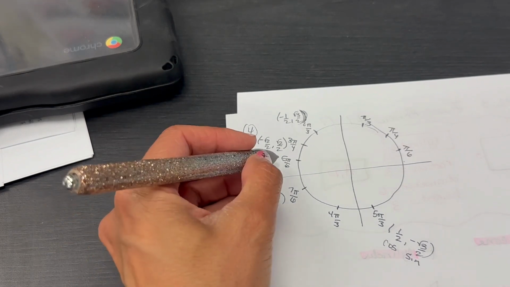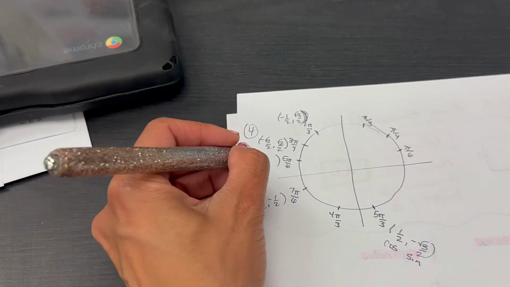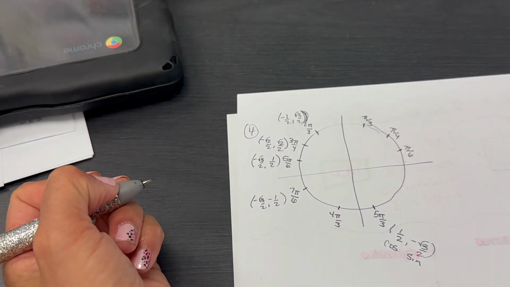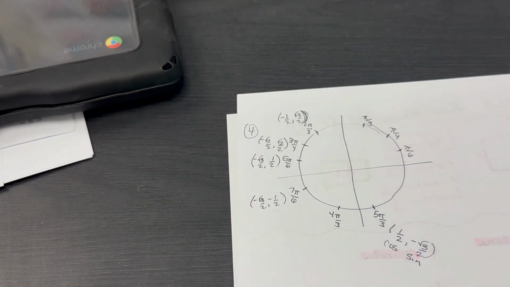5 pi over 6 is next. Sine of 5 pi over 6, that's over here. So it's the same as these coordinates, except the x is still negative, but the y is positive in that 2nd quadrant. It asks for the sine. The sine's the y value, so I have to drag and drop the 1/2.